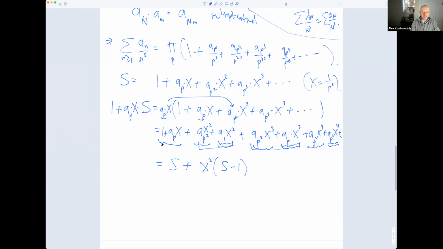That's it. I can solve for S. So I'm going to put all these things on the other side. A_1 is 1. Let me not delete it; let me just cross it out as a 1. So I do have a 1 and an a_p and an a_p squared. I don't need to subtract 1. It is just x squared times S itself.